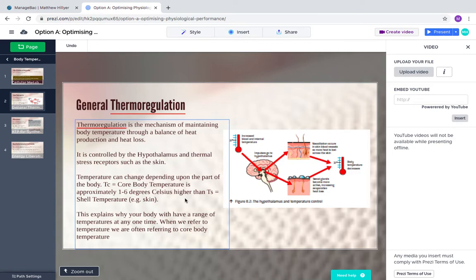So we need to recognize that your core body temperature is completely different to that of the skin temperature. Now, when we're at school and people are gunning your forehead, technically that's not your temperature, that's just your shell temperature. So what we do know though is that your shell temperature is always somewhere between 1 to 6 degrees lower than your core temperature. So in other words, you're warmer inside your core.